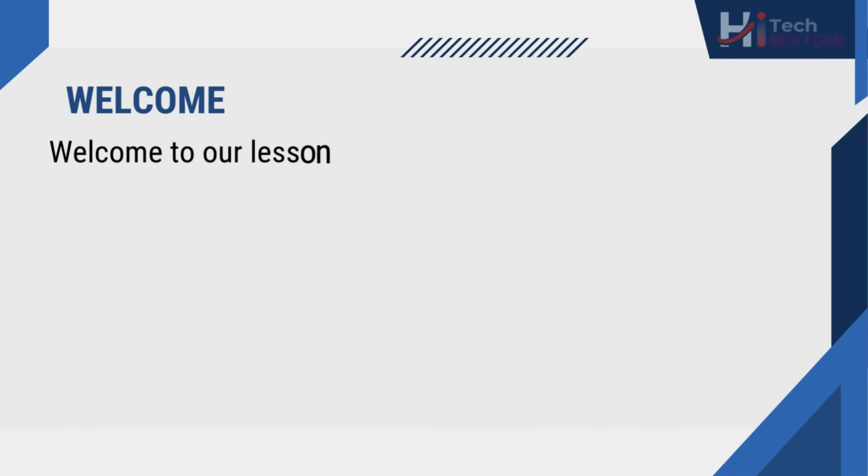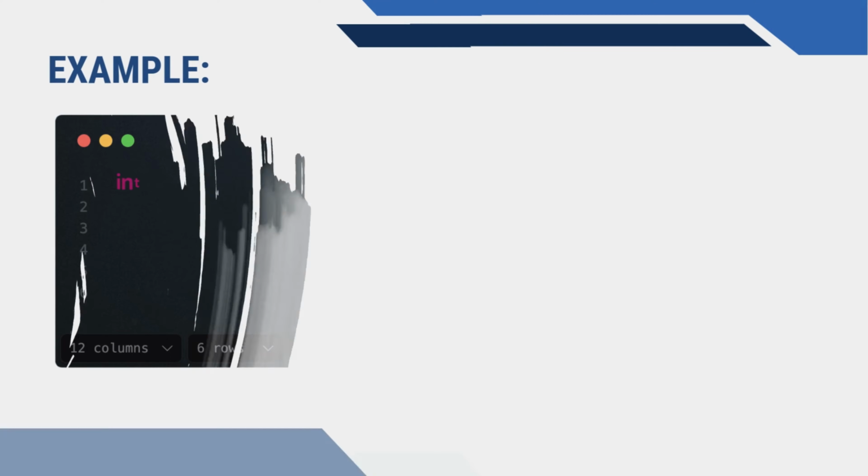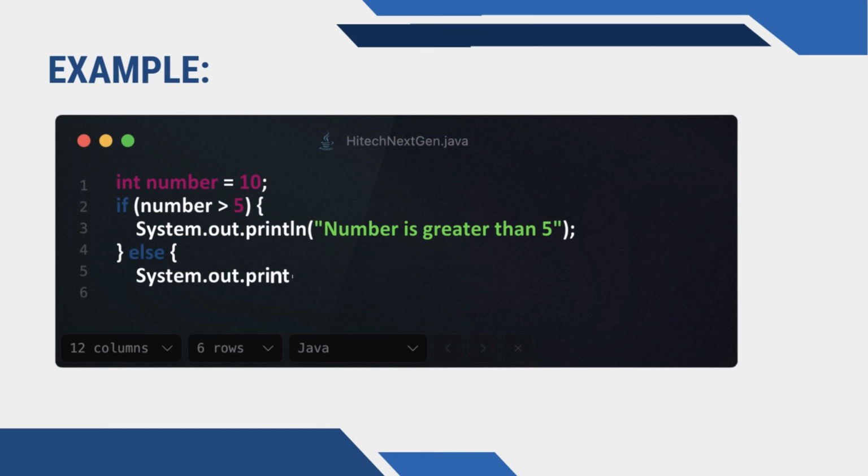This is one of the most basic control flow statements, allowing the program to execute code based on a true or false condition. Example: int number = 10. If number > 5, System.out.println("number is greater than 5"). Else, System.out.println("number is 5 or less").